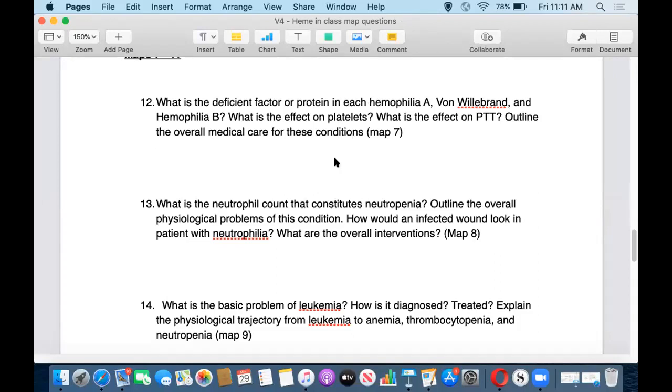So question 12. What is the deal with these three kinds of factor or protein deficits called hemophilia A, von Willebrand, and hemophilia B? What are their effect on platelets, PTT, and overall, what are we doing here with them? So let's look at map 7 to answer all those questions at once.